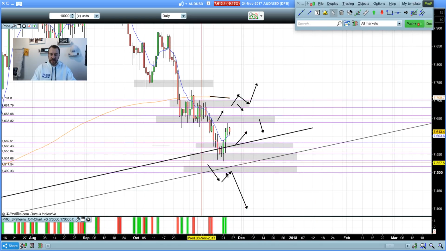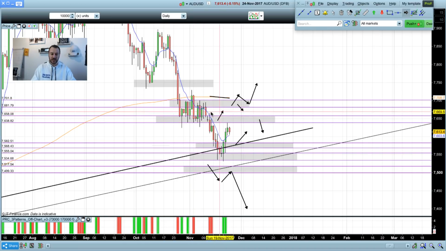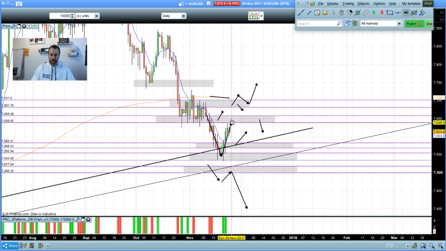A quick recap, we still have key support down below at our 3 areas. Up toward 7,640 to 7,660 is resistance. Broken down below this range, potentially we're seeing the retest. It's a good area to look for weakness and potential bearish positions.